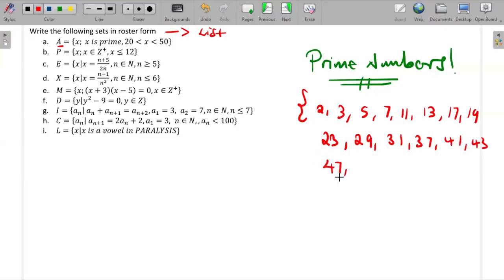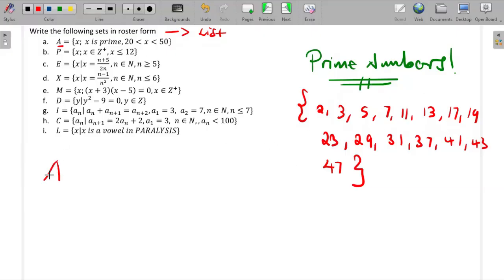47, 48 is not a prime number. 49 is not a prime number. Okay, is 50 a prime number? No. In fact, here they said between 20 and 50, so I can end on 47 here. Okay, I can end on 47. So these here are the prime numbers, okay?